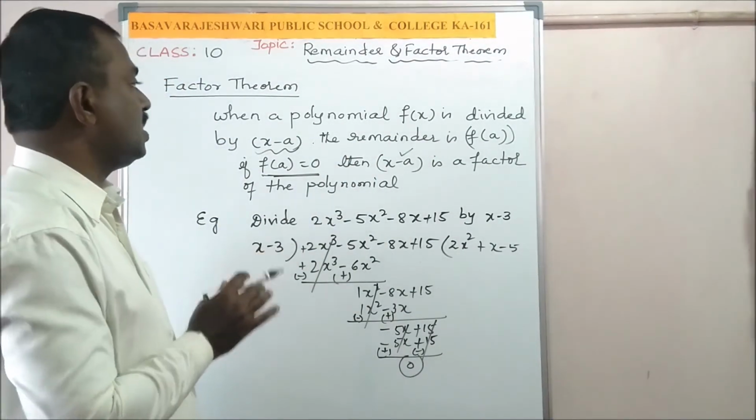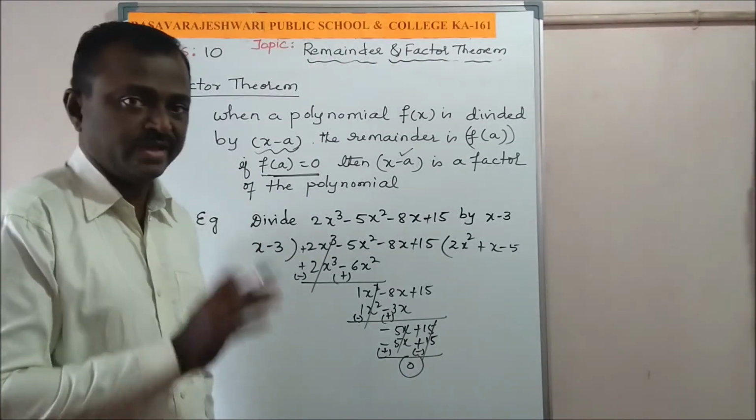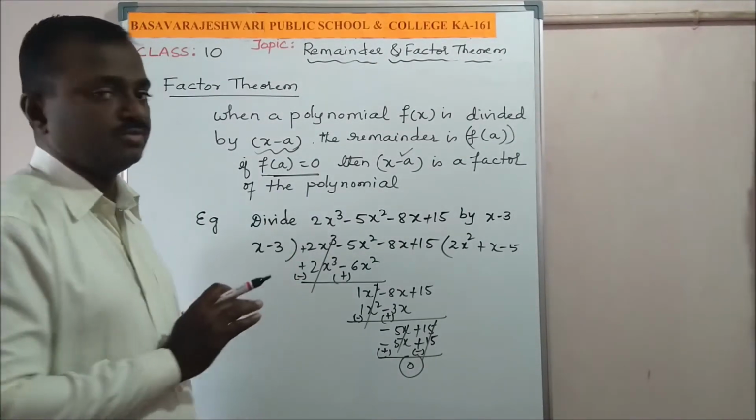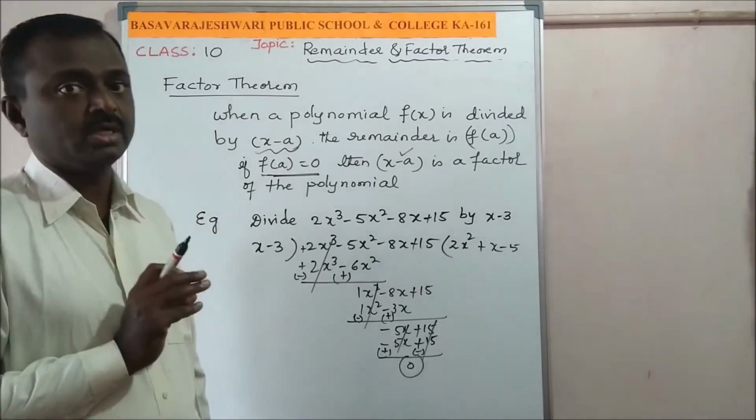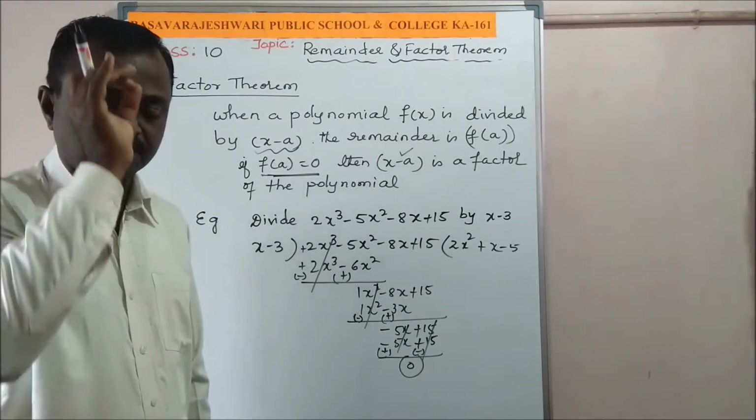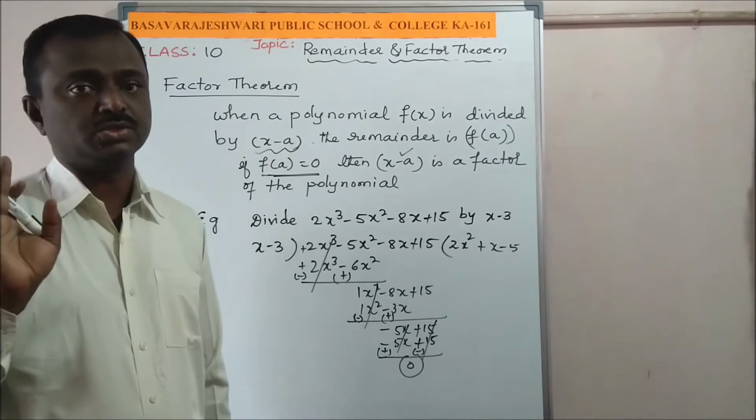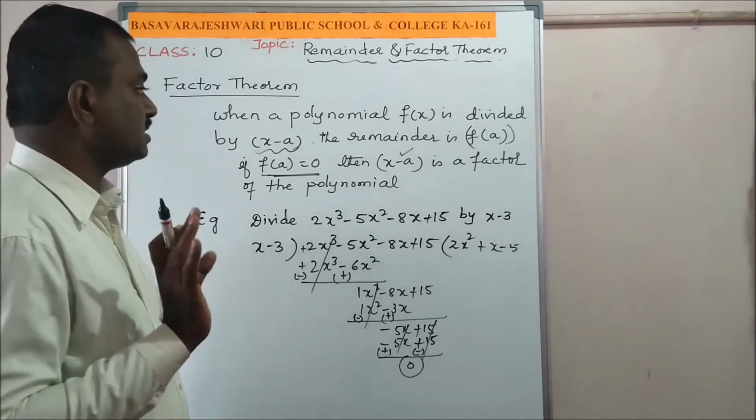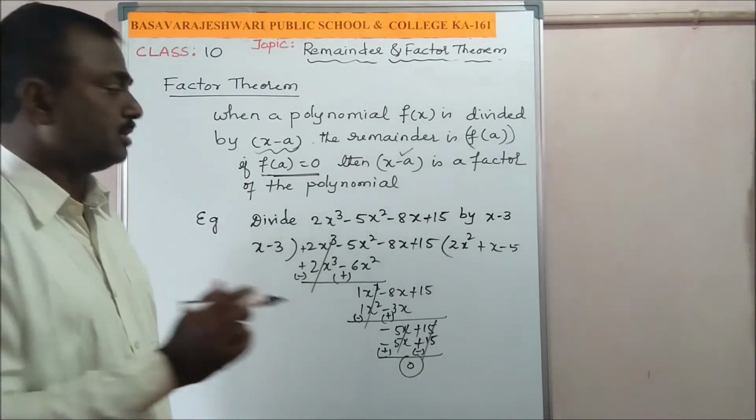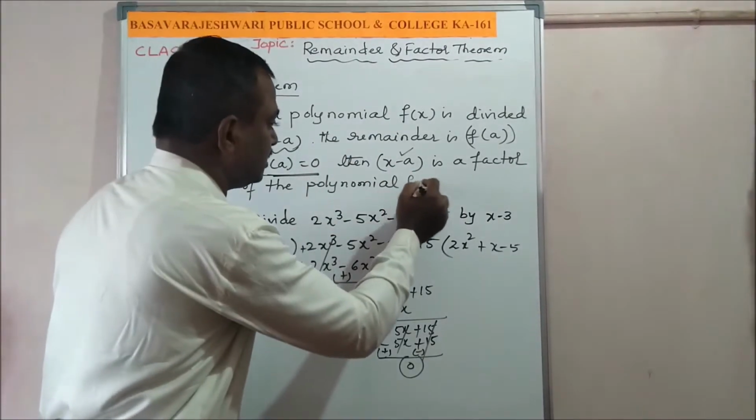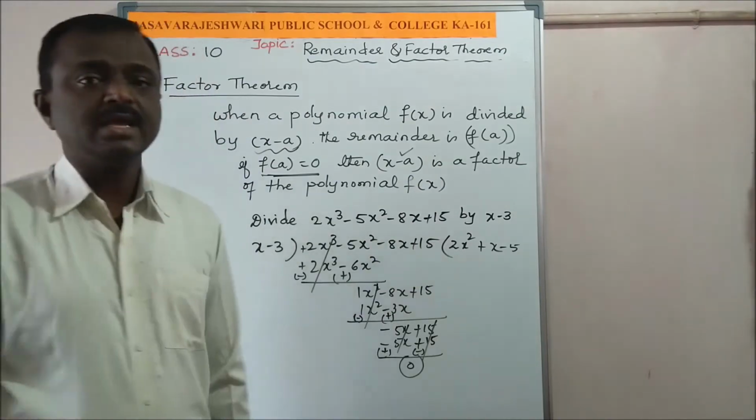So this is the theorem. When a polynomial f(x) is divided by x minus a, the remainder is f(a). That f(a) should compulsorily be equal to 0. Then we can say x minus a is a factor of the polynomial f(x).